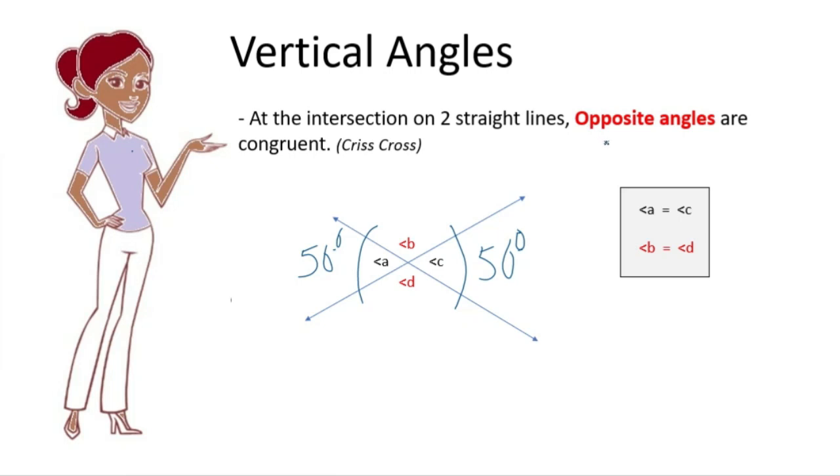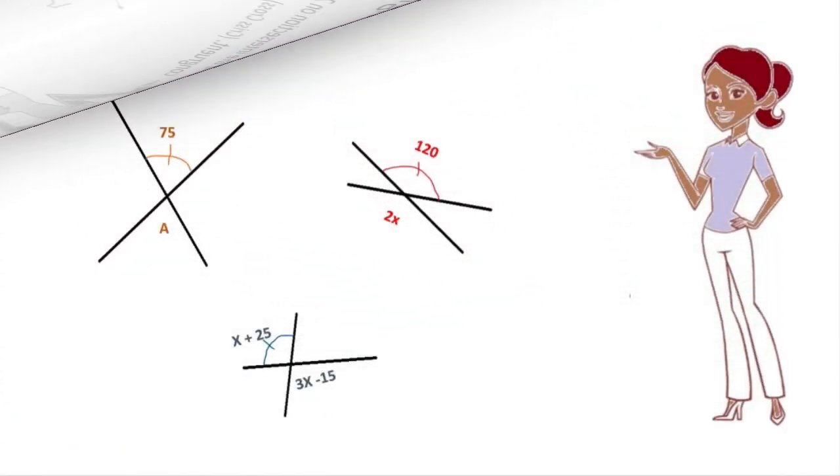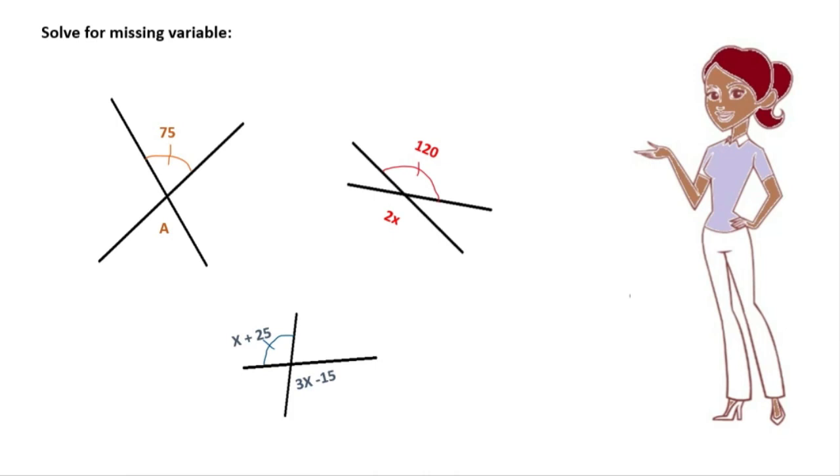So let's take a look at some problems. So here we're going to solve for the missing variable. So we have 75 as one of the angles. Angle A is also 75 because it's opposite.